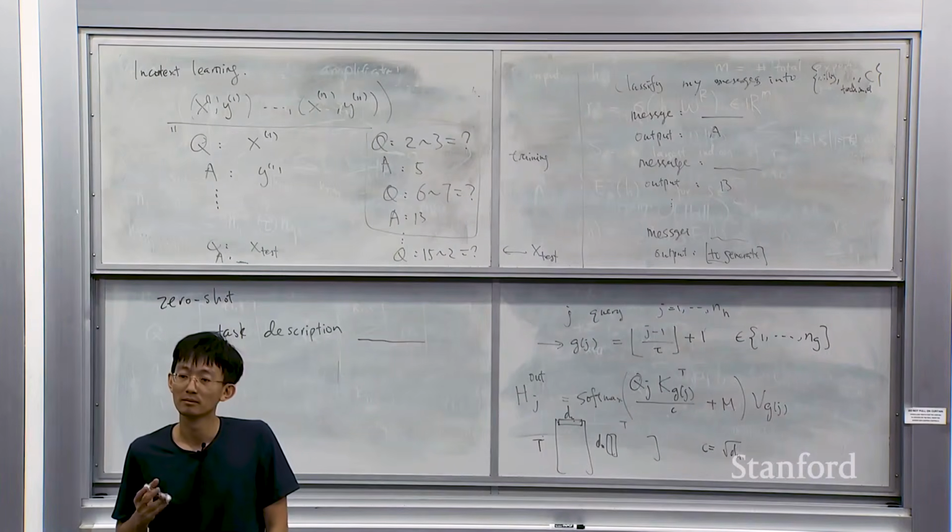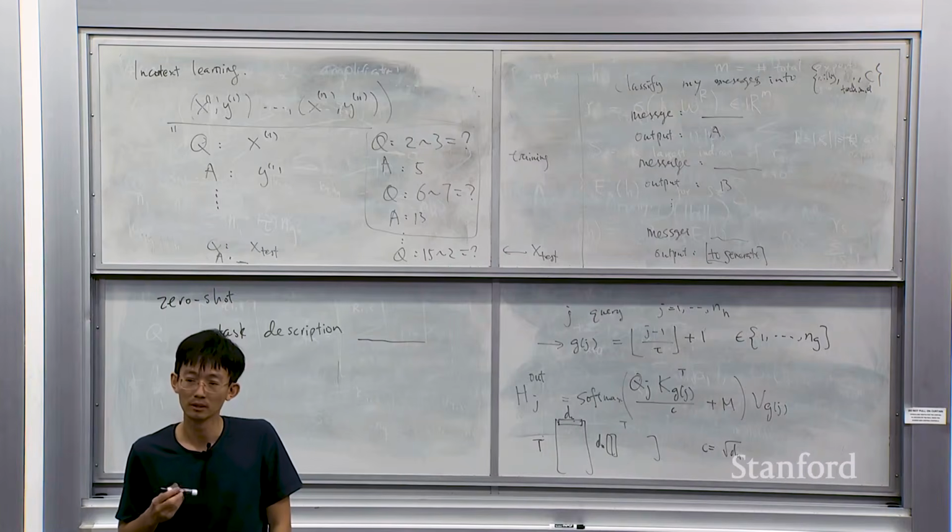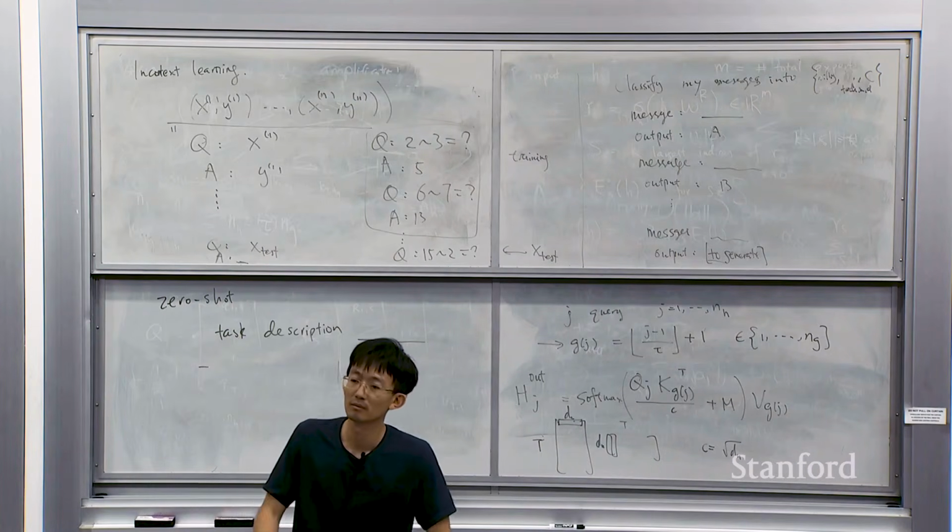Is there a threshold on how big the model needs to be for this in-context learning to work? I'm guessing a very small model, like.